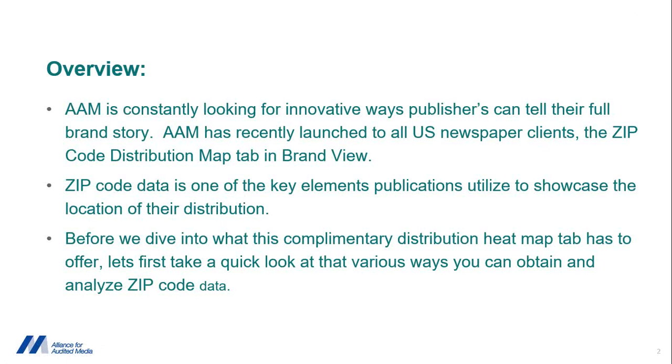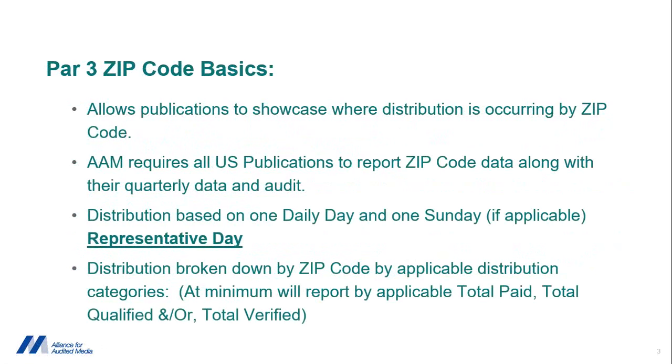But before we dive into this complementary distribution heat map, I want to first take a look at the various ways you can obtain and analyze the zip code data. So I'm just going to give you the overall basics for the paragraph 3 zip code. One, it allows publications to showcase their data of where the distribution is occurring by zip code level. AAM does require all our U.S. publications to report zip code data along with their quarterly data report and audit report.